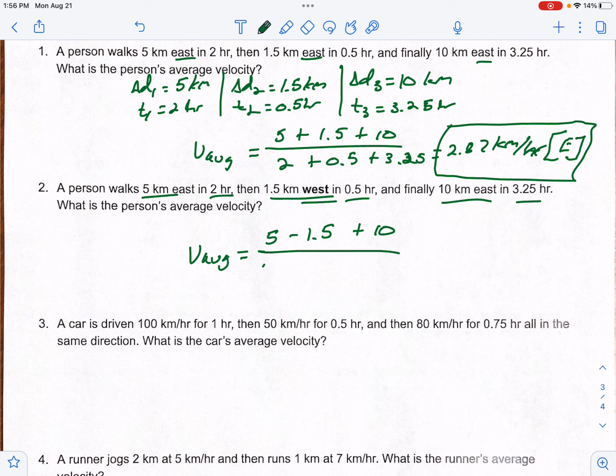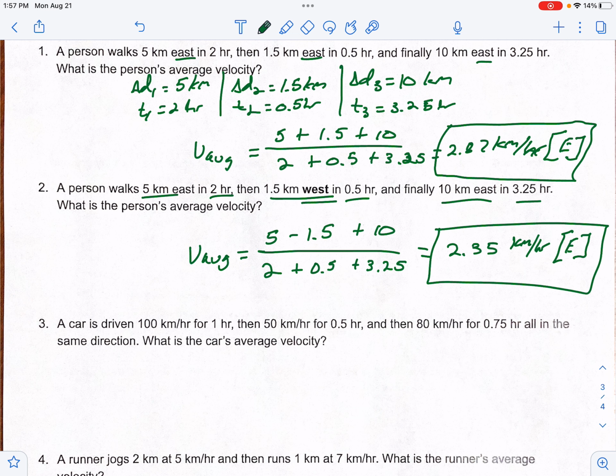Then I'm going to take my time, so it's going to be 2. Now this is where you've got to be careful: you cannot have negative time. So even though you went west and we subtracted that, it's still adding that 0.5 hours to the trip. Okay, so we're not going to subtract time because you can't go back in time. And then my last time was 3.25. So do the math there and we get 2.35 kilometers per hour, and that is going to still be east. So even though we went west a little bit, you still ended up east.